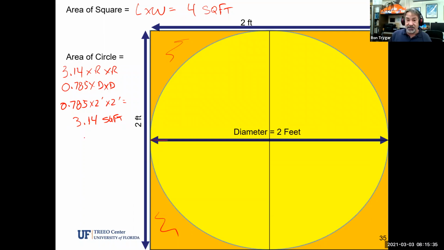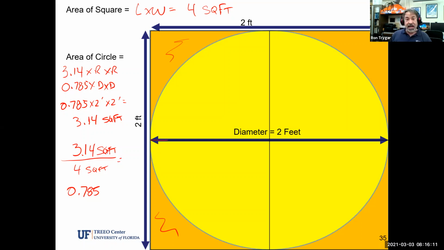So to figure 78.5, we would take the circular shape, 3.14 square feet of the circle, and divide it by 4, the total square feet of the square box. So 3.14 divided by 4 gives me an answer of 0.785. So there's a decimal equivalent of the answer. That's the difference between the two shapes.